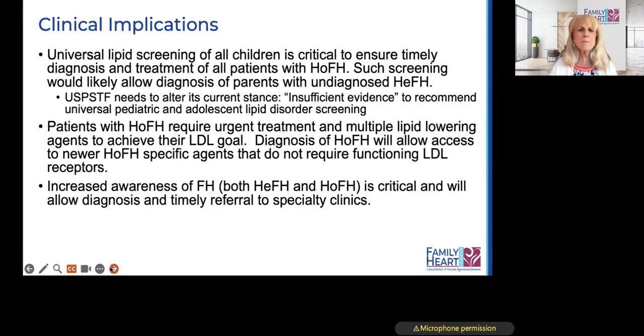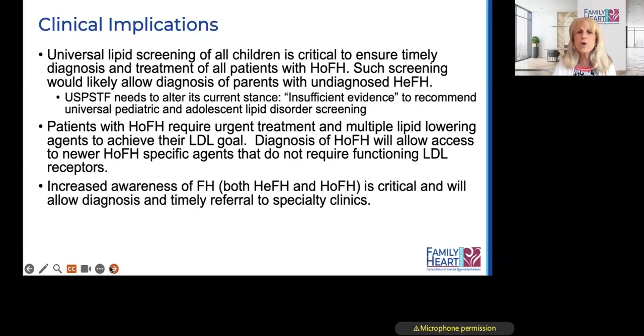Here's, I think, something very important. Universal lipid screening of all children is critical to ensure a timely diagnosis and treatment of all patients with HoFH. But many children are missed, and they are now adults. So it's never too late. We should screen. So screening children, screening adults, and always keeping in mind when you see somebody with a very high LDL that this could be HoFH.